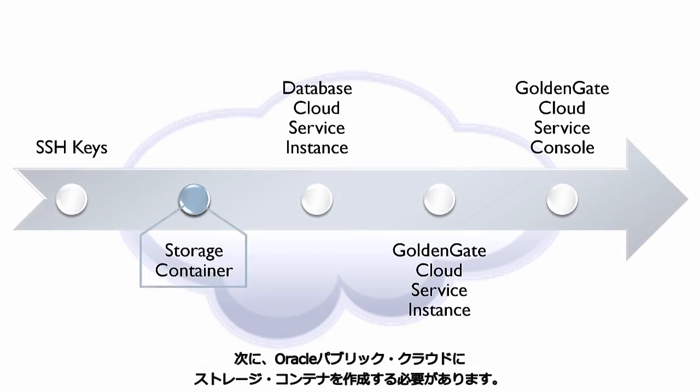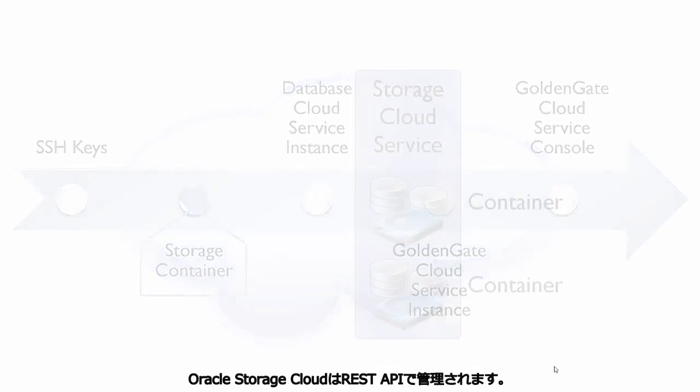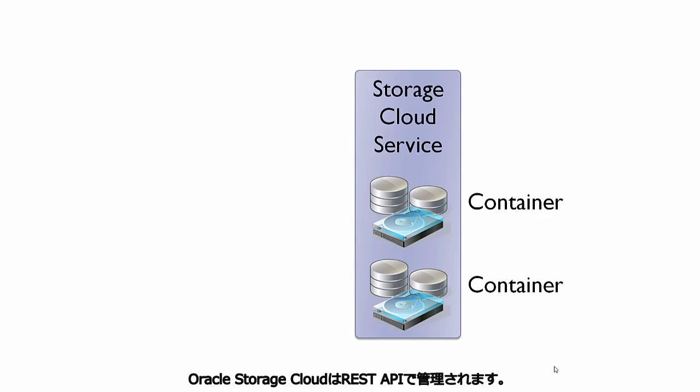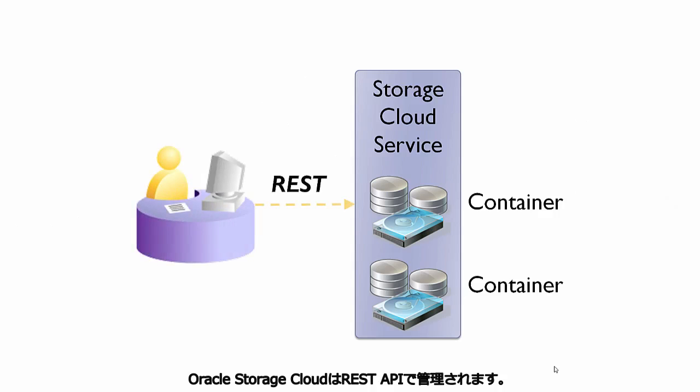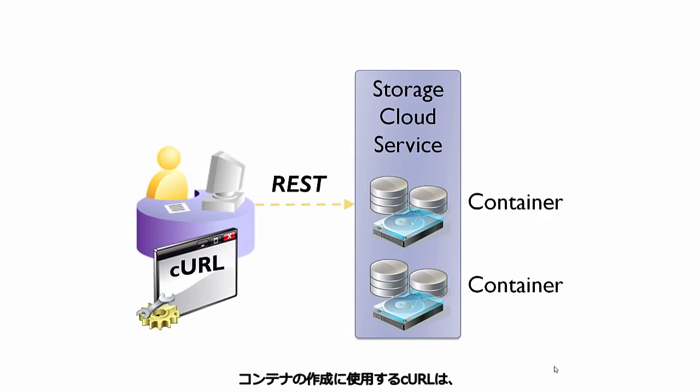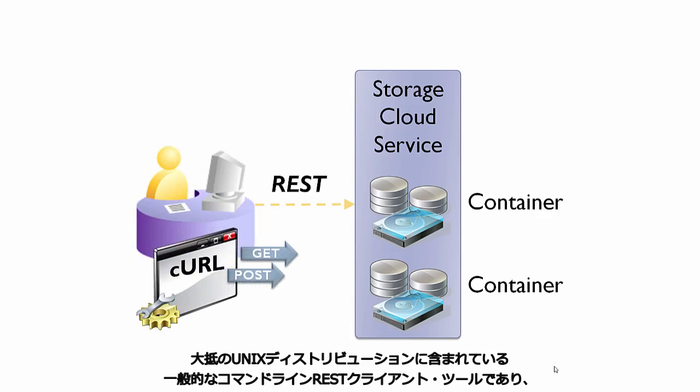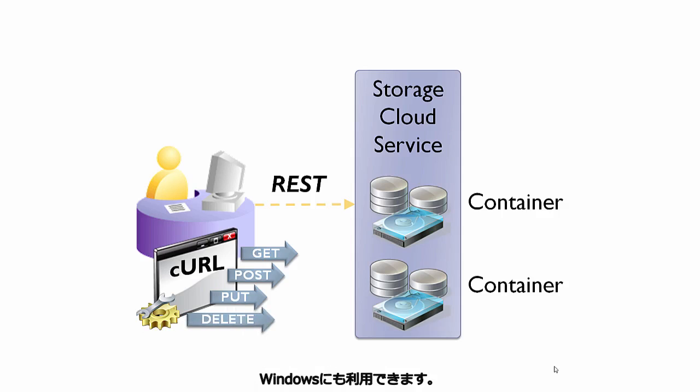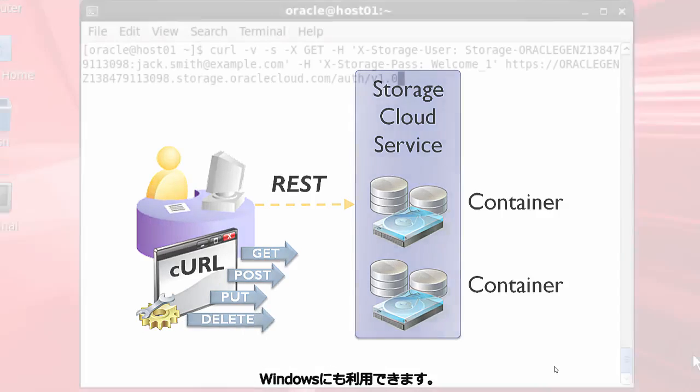Next, I need to create a storage container in the Oracle Public Cloud. Oracle Storage Cloud is administered through REST APIs. I'll create my container by using curl, a popular command line REST client tool that's included in most Unix distributions and is also available for Windows.